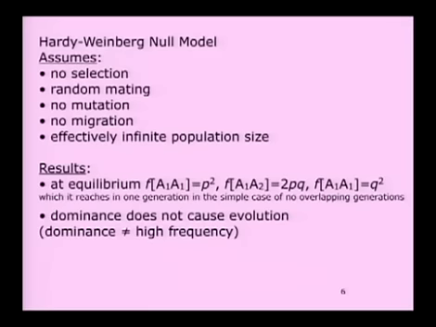So microevolution is change in allele frequency at a locus within a population. And the only things that would cause change in allele frequency, that is microevolution, are those things, like selection, some kind of assortative mating, mutation, migration, or genetic drift in a finite population.